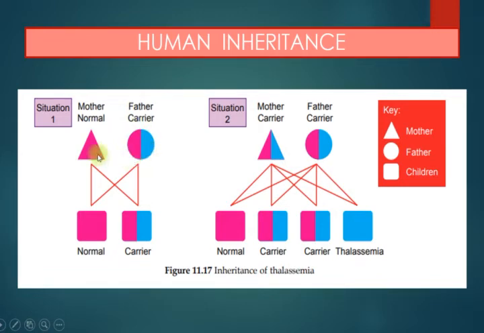The possible children that they will have are children that are normal and children who are carriers. So the possible phenotypes for the children are normal, without thalassemia, and there is a possibility they will be a carrier. A carrier is a person who does not show any symptoms, called thalassemia minor.